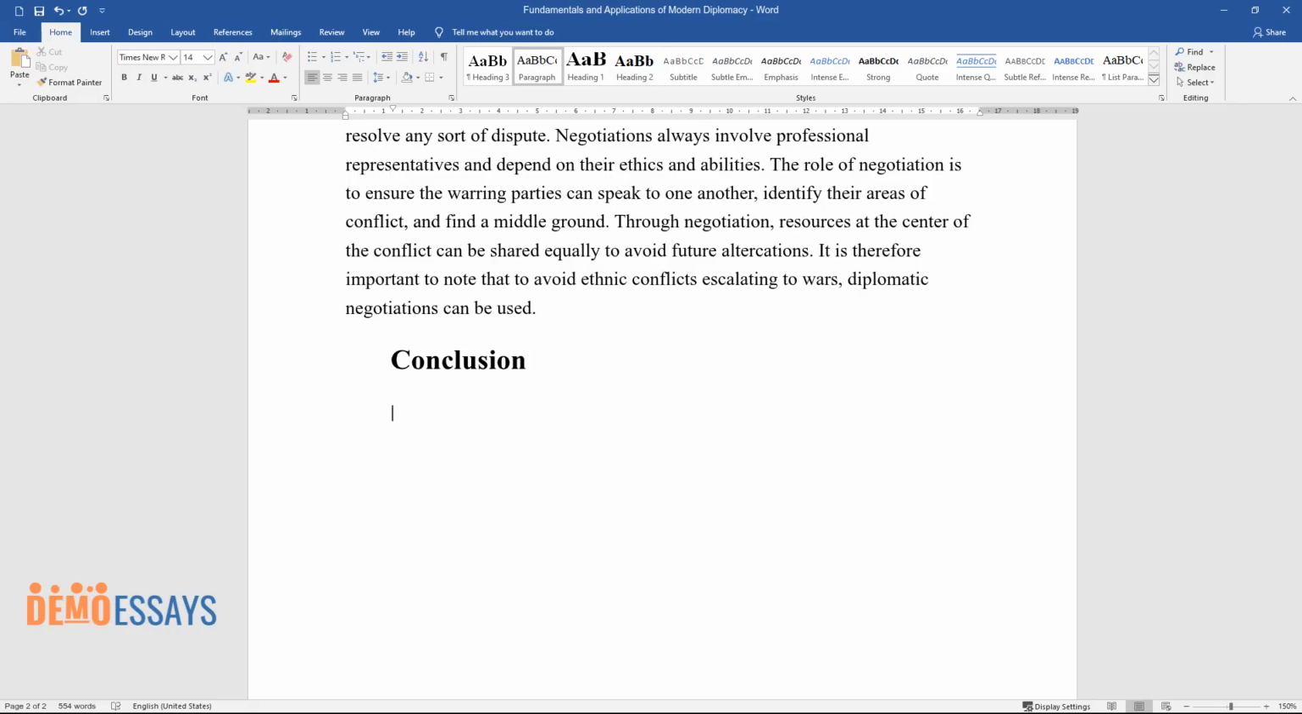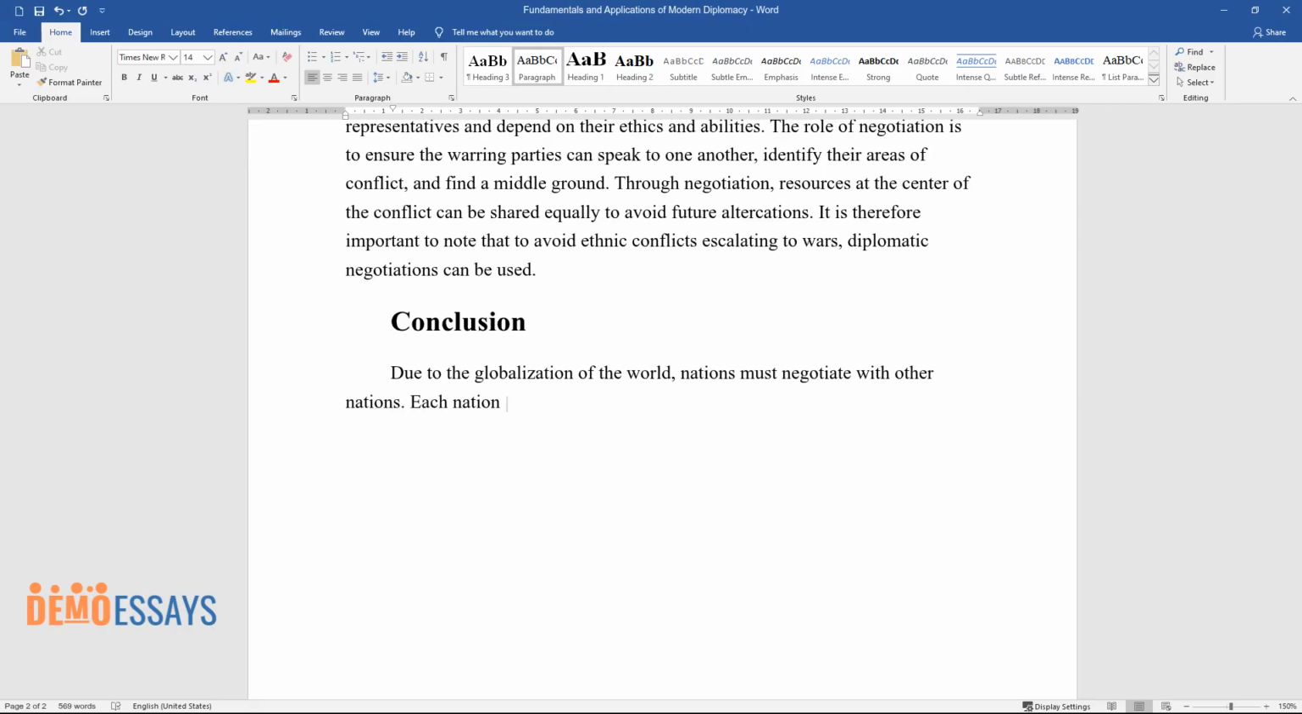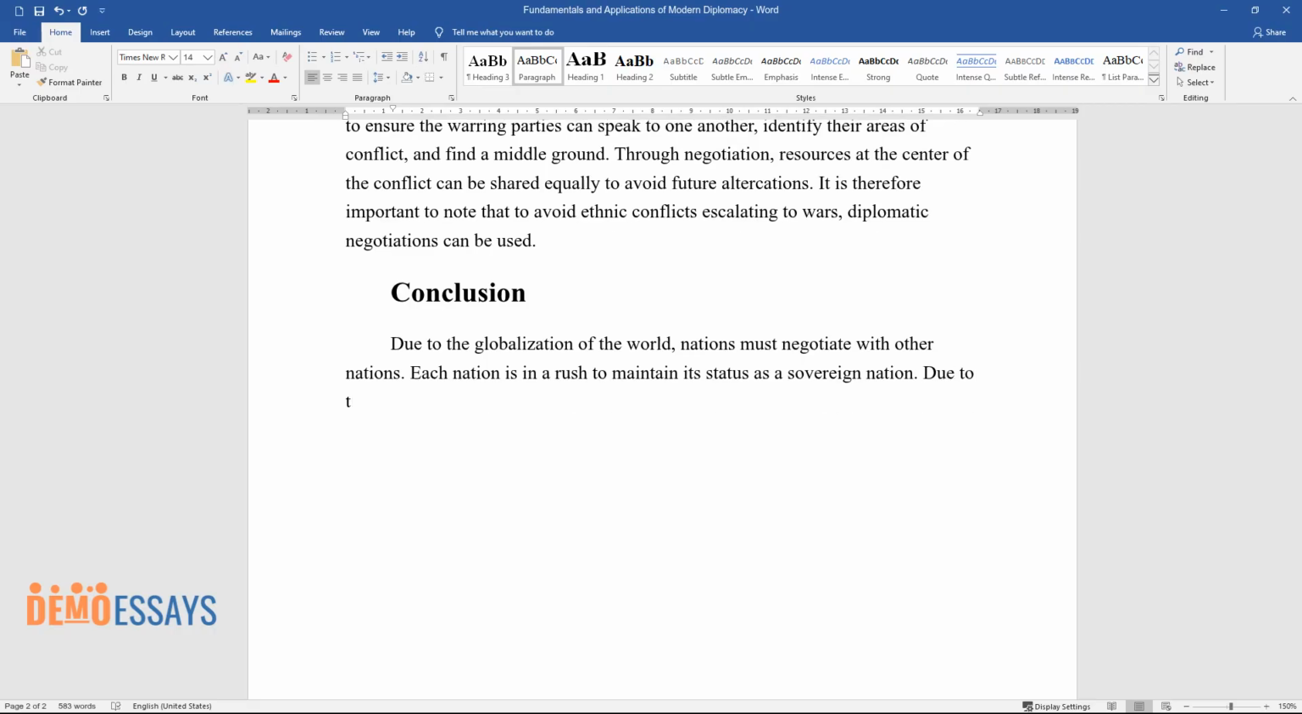Conclusion. Due to the globalization of the world, nations must negotiate with other nations. Each nation is in a rush to maintain its status as a sovereign nation. Due to this, every nation or state has used its foreign policies to advance its interests.